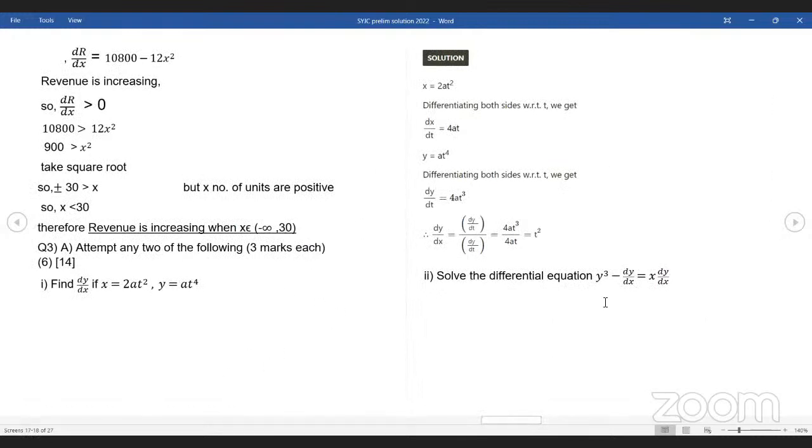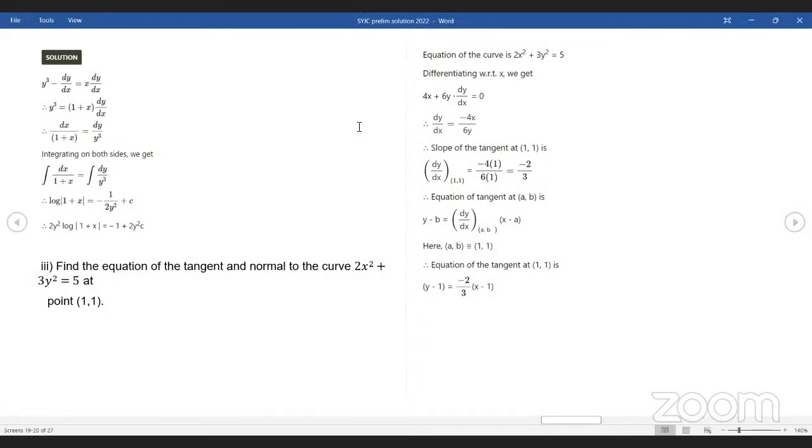Solve the differential equation: y cube minus dy upon dx equal to x into dy upon dx. That question we simplify and write in variable separable form. It is a question from the last chapter. So we collect dx with the x variable on the left side, dy with the y variables on the right side, and then integrate on both sides. So we get our final answer 2y square log(1 plus x) equal to minus 1 plus 2y square into c. Or if you want, the whole equation divided by 2y square. So we get only c in the last answer.